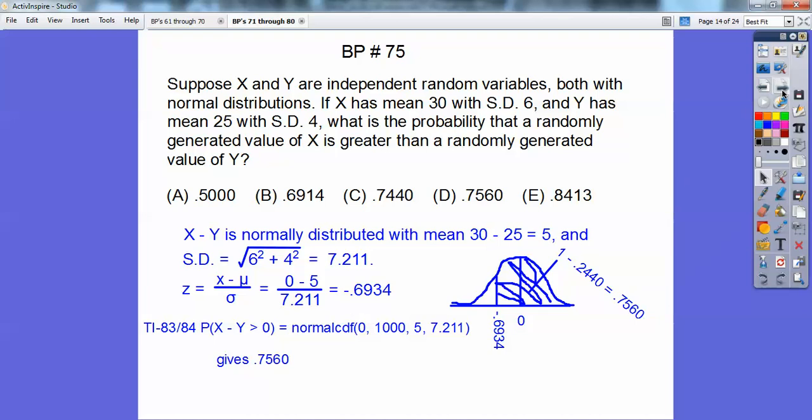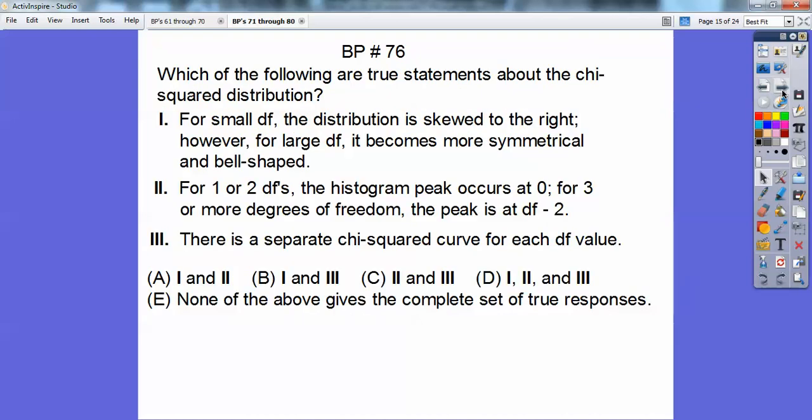All right. Which of the following are true statements about the chi-square distribution? For small degrees of freedom, the distribution is skewed to the right. However, for large degrees of freedom, it becomes more symmetrical and bell-shaped. That's true. Number 2, for 1 or 2 degrees of freedom, the histogram peak occurs at 0. For 3 or more degrees of freedom, the peak is at degrees of freedom minus 2. That's true. I really didn't discuss that in our class too much, but that's a true statement.